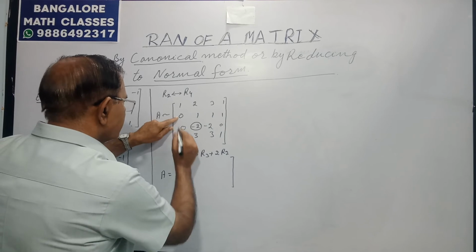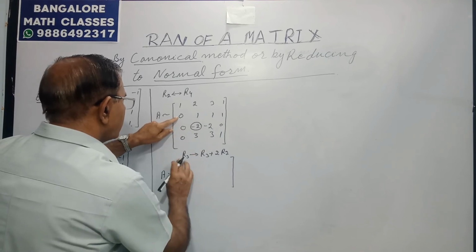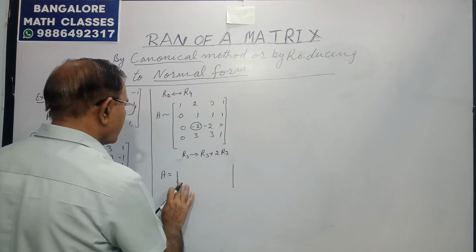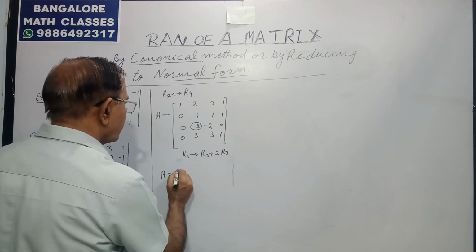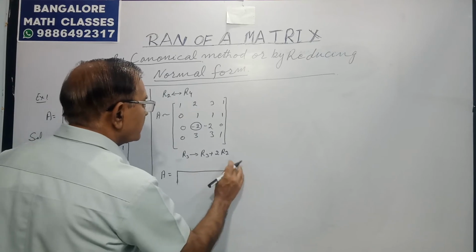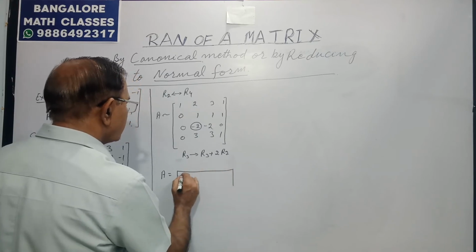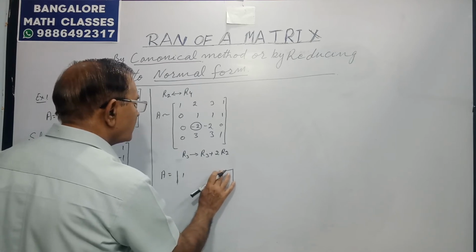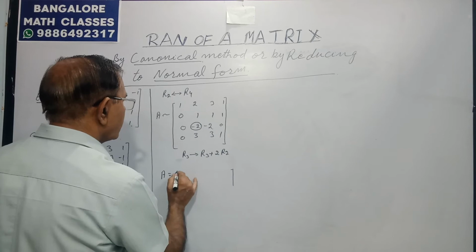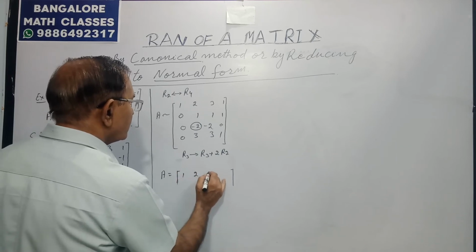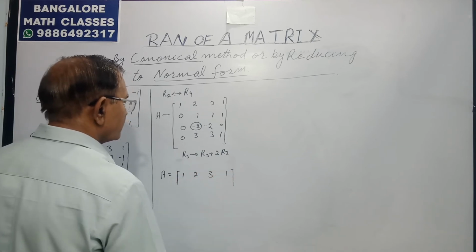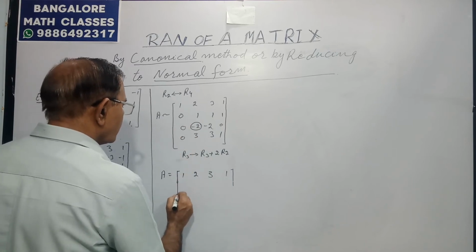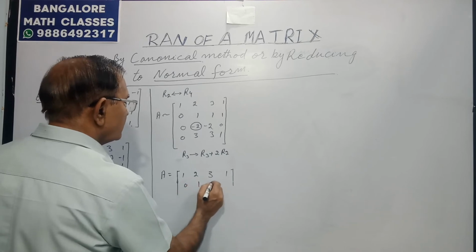Double of R2 means I am silent about R1. The row is 1, 2, 3, 1. Silent about R2: 0, 1, 1, 1.